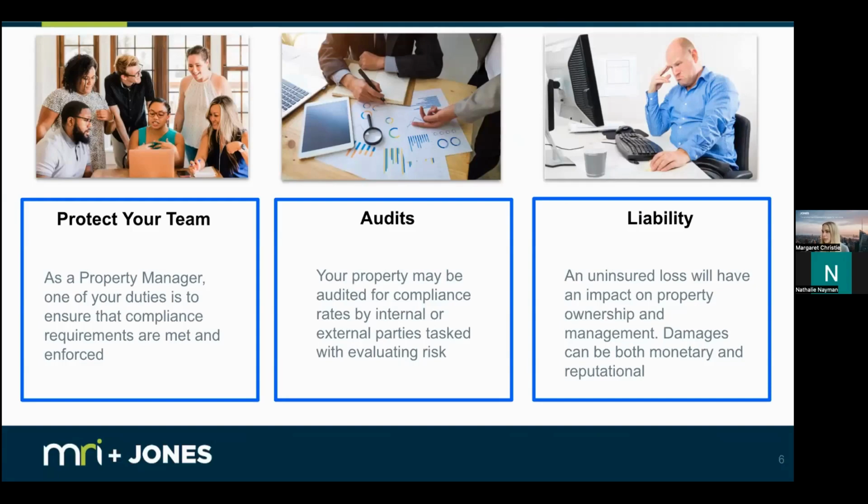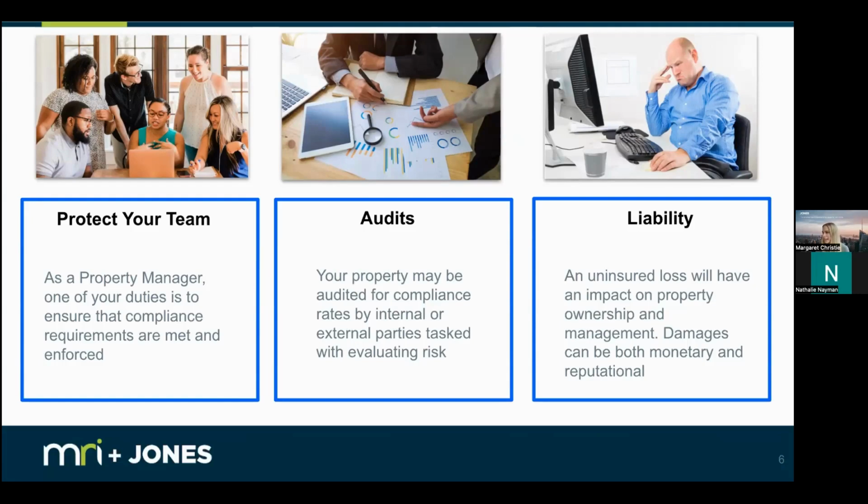As a property manager, it's really important that you make sure that all of your vendors and tenants or contractors, subcontractors are compliant with their requirements at the property. This is part of your job description. Obviously, you want to make sure that you're doing all of that.